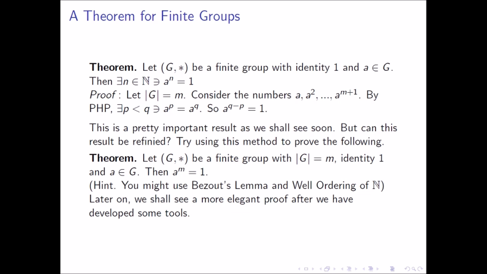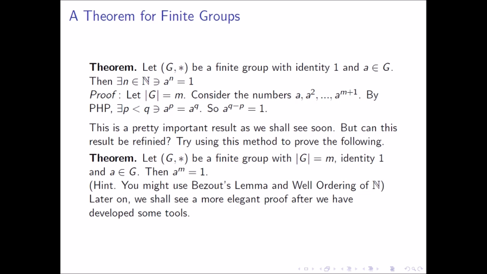By the pigeonhole principle, there exists p less than q. Why? There are m plus 1 elements over here, and we know that the group has m elements, so two elements have to be equal. So there is a p less than q, not even equal to, such that a power p is equal to a power q. Quite simple, right?